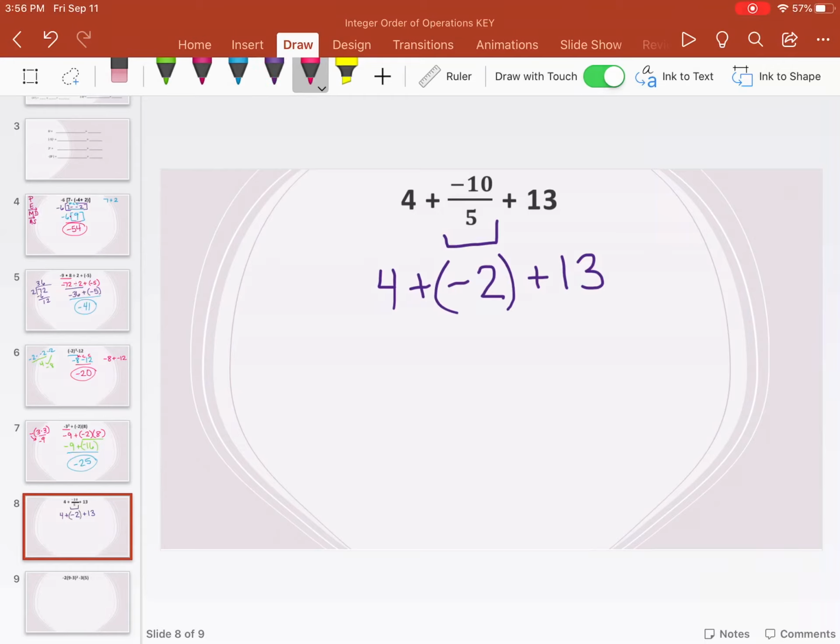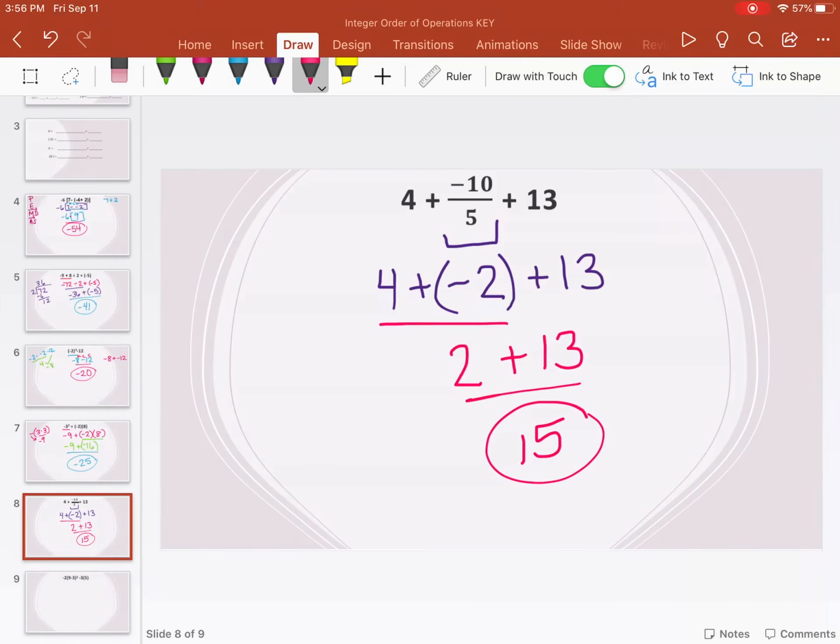Okay, so then parentheses now, exponents, multiply, divide, we're done. So add, subtract, left to right. So I'm going to start with this one, 4 plus negative 2, different signs, subtract. So 4 minus 2 is 2. We keep it positive because the 4 was bigger, which was positive. Bring down my plus 13, and then 2 plus 13 is positive 15.